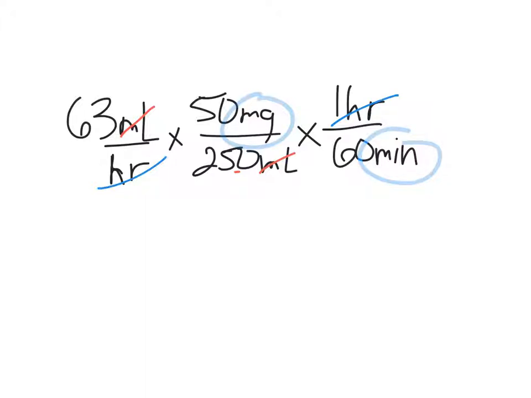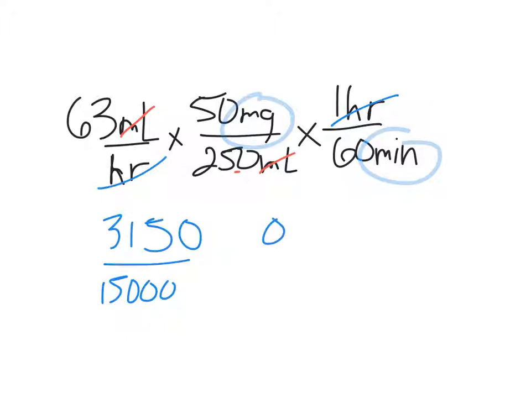You could multiply everything at the top. So that's 63 times 50, and that will give you 3,150. Then multiply down at the bottom, 250 times 60 is 15,000. If I divided this right now, 3,150 divided by 15,000, it's going to give me a decimal, 0.21. What I've just calculated, again, is milligrams per minute.